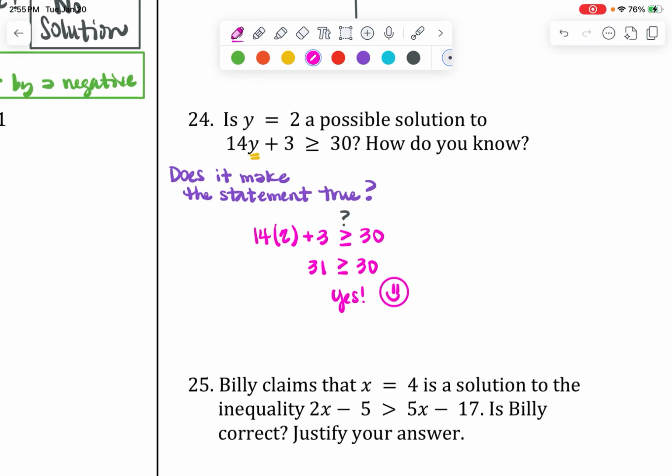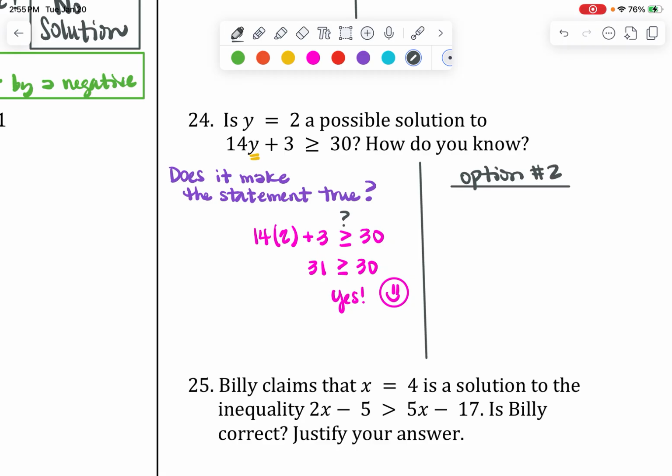You also, if you don't want to do it that way, here, let me just give you a secondary option. Right? This is option number 2. Let me just show you this. Because some of you guys, your brains might think this way. Some of you guys are like, well, I'll just solve it and see what I get, right? So that's always another option if you want to, right? You can solve this equation, 14y. I'm going to subtract the 3 to the other side, which is going to give me 27.